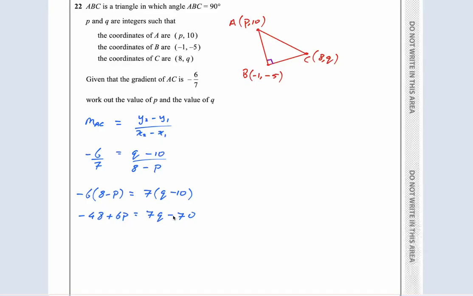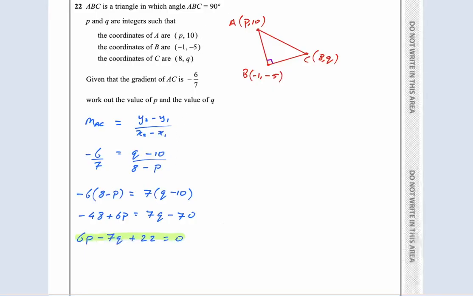I'll rearrange it so that everything equals 0. I'll keep my 6P, I will subtract the 7Q, and I will add the 70, which gives me 6P minus 7Q, and -48 plus 70 is plus 22, equals 0. So that's one equation. Let's keep that. That is equation 1. I'm going to highlight it.